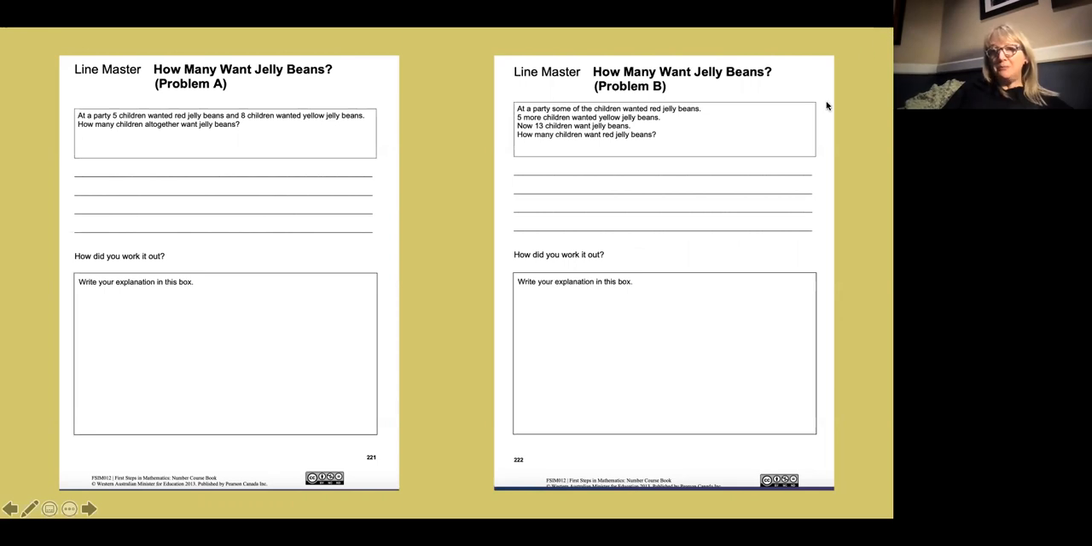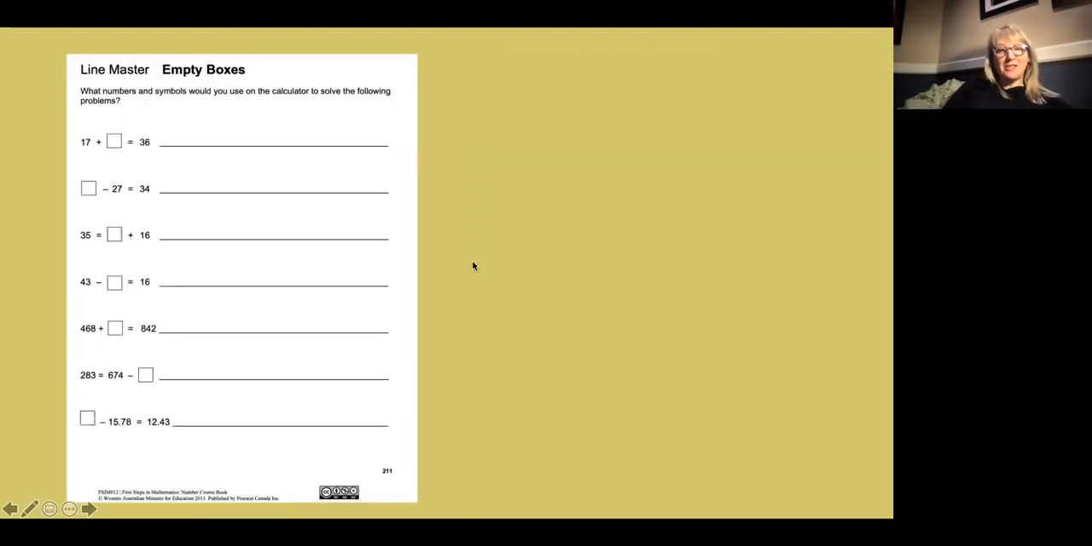And then problem B: at a party, some of the children wanted red jelly beans. So we're starting with a start unknown, and this is where you're going to see whether or not they're able to choose operations and compute an answer when it's not the traditional result unknown question. Here are the empty boxes, and this is what we're asking them: what are you going to put in the calculator to solve these? Before you do this assessment, you can do a lot of activities that will have them explore doing this. They will have to really understand how to use the inverse here.